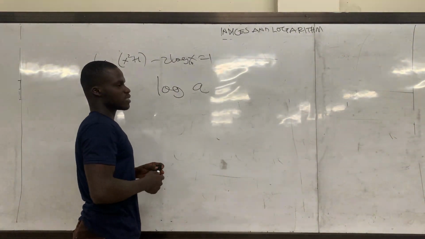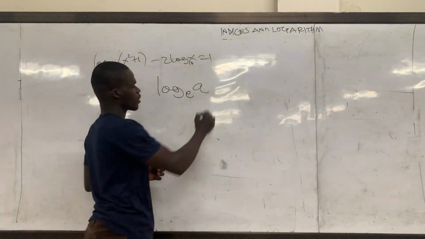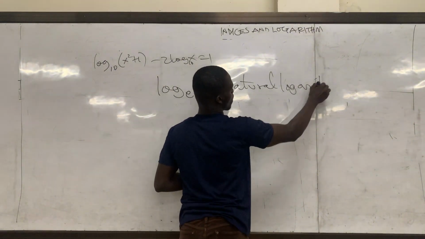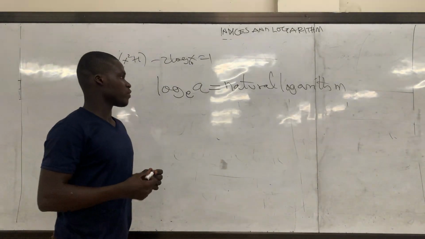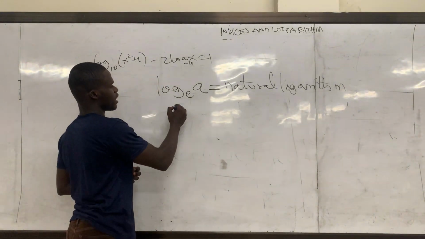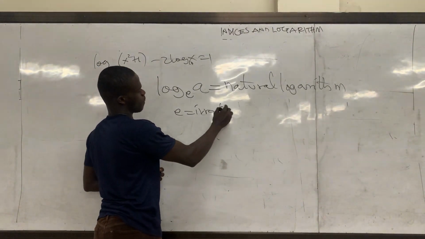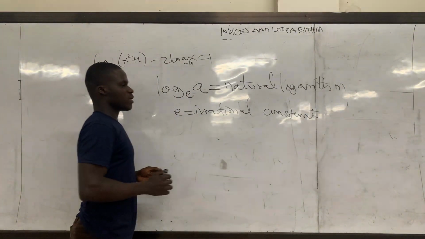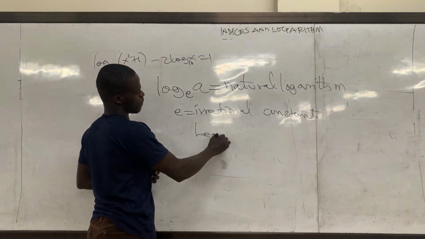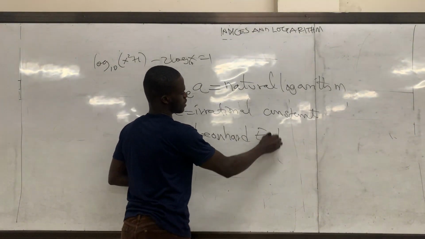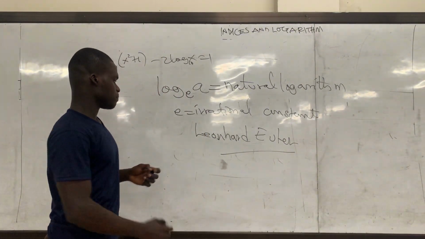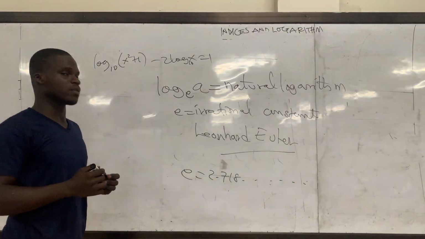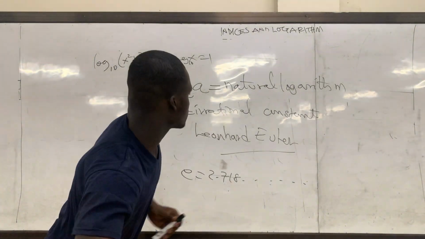We also have a special type of logarithm to the base e, and we call this type of logarithm natural logarithm. E is actually an irrational constant, which was discovered by a mathematician called Leonhard Euler. He's the one who actually discovered this e, and e has a value of 2.718 and so many other numbers after the decimal point. So you have to take note of that.